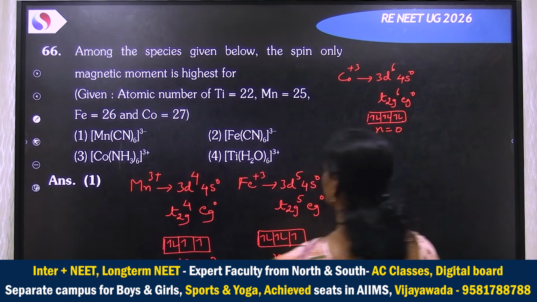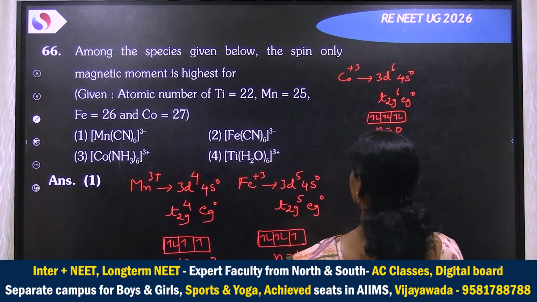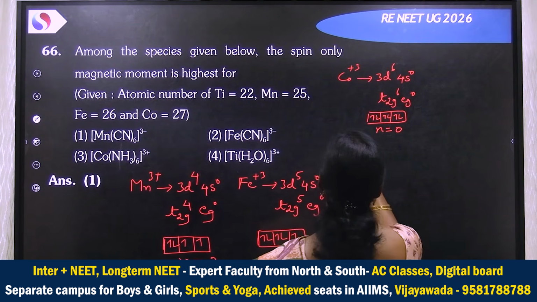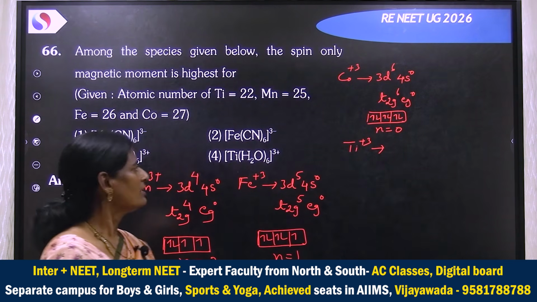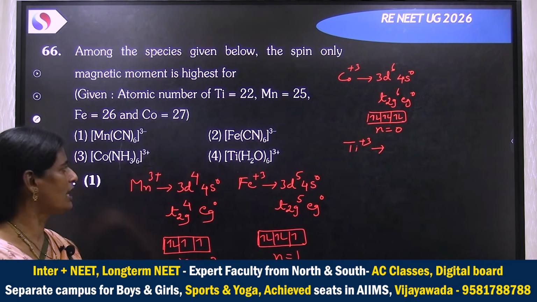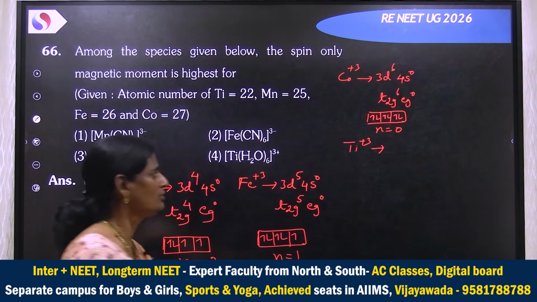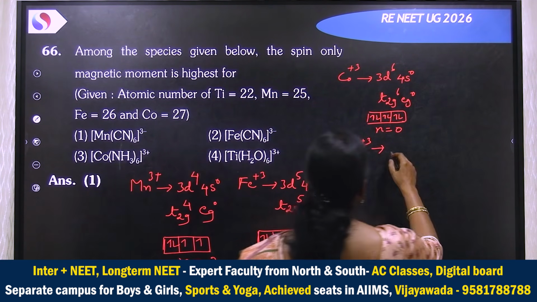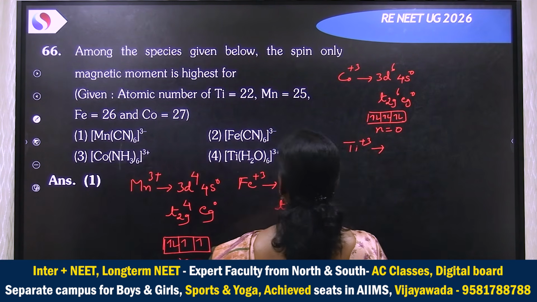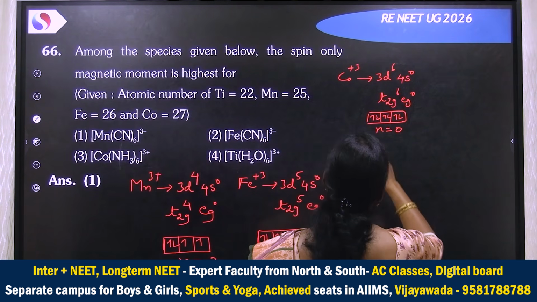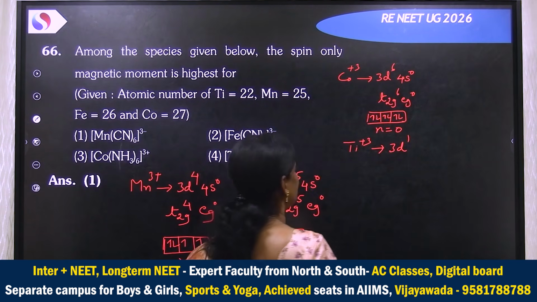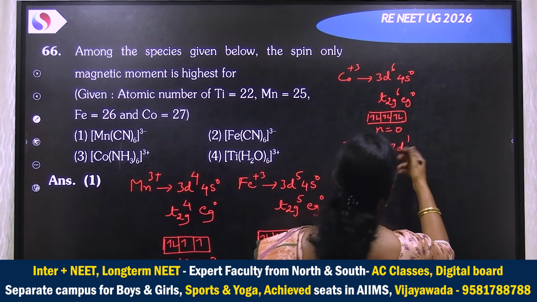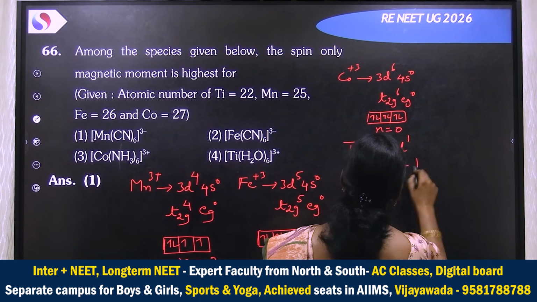n equals 0. And coming to the last complex, Ti(H2O)6 3+. Titanium is in the +3 state. Atomic number 22, scandium 21, titanium 22, so the outermost configuration is 3d2 4s2. After losing 3 electrons, it has only 1 electron in the 3d orbital. So only 1 electron means the n value is 1.